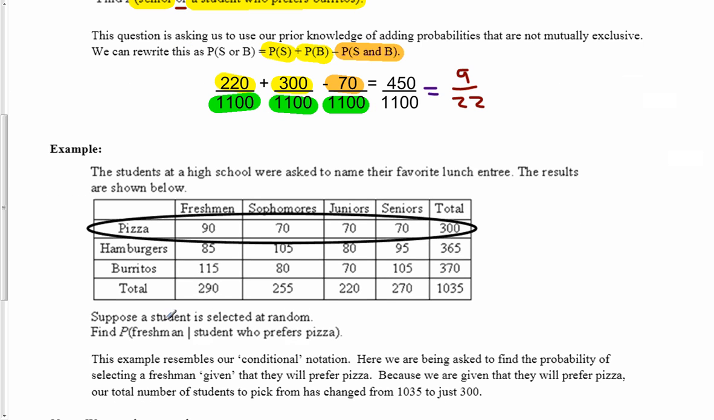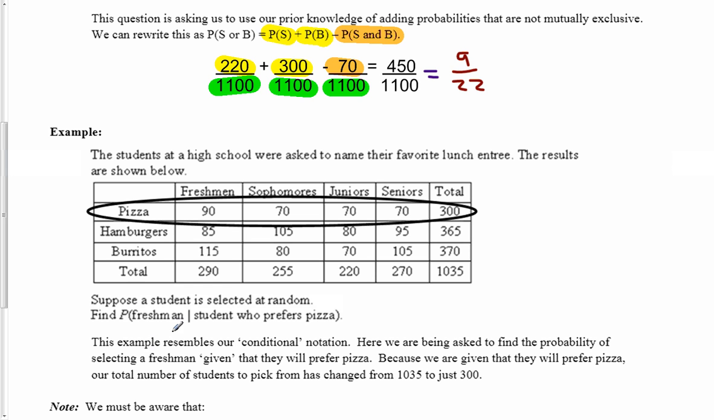Look down at this last example here. Students at a high school are asked to name their favorite lunch. Suppose a student is selected at random. Find the probability that it is a freshman given that it is a student who prefers pizza. So this time we have a condition. This is getting back to the stuff we started talking about at the beginning. We want to find the probability that they are a freshman. What is the probability that they fall in this column here?